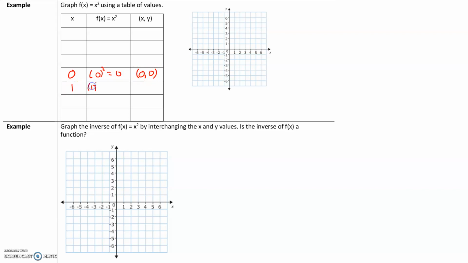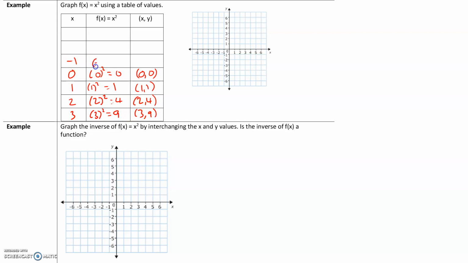If x is 1, we have 1 squared, which is 1. If x is 2, we have 2 squared, which is 4. So the corresponding point is 2, 4. If x is 3, we have 3 squared, which is 9. So the corresponding point is 3, 9.